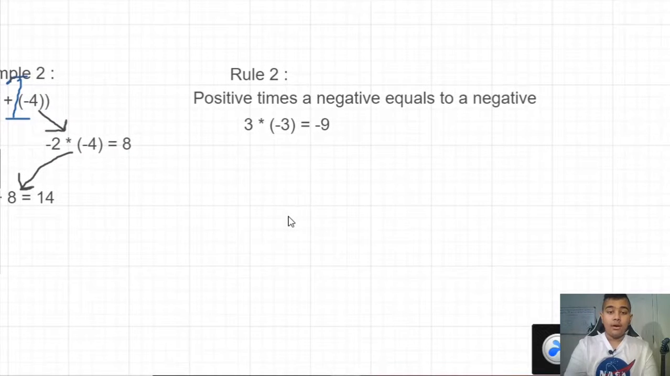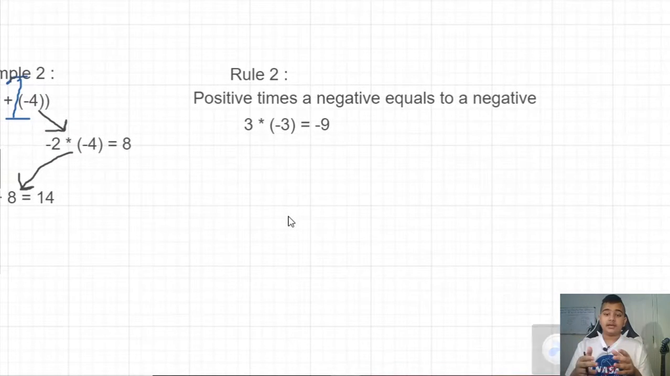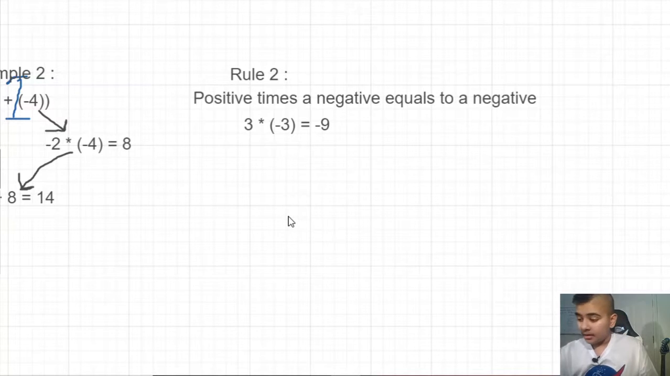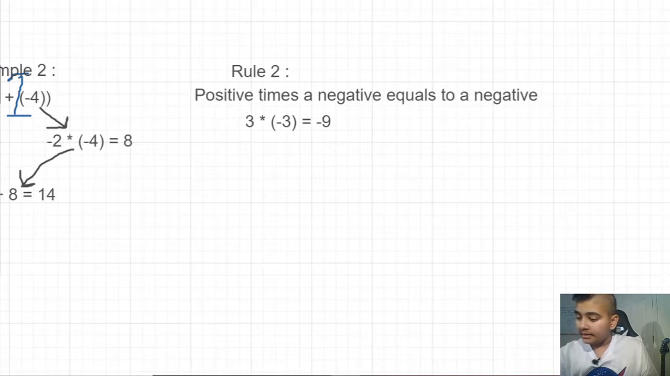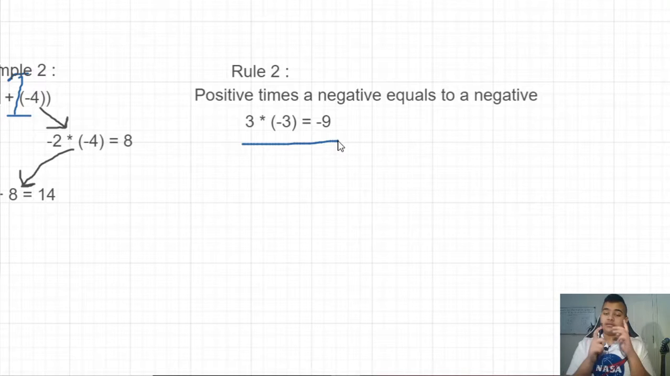So positive times a negative equals a negative. Our example here is 3 multiplied by negative 3 equals negative 9. So don't mix this up with the last rule, which is negative multiplied by negative equals a positive.